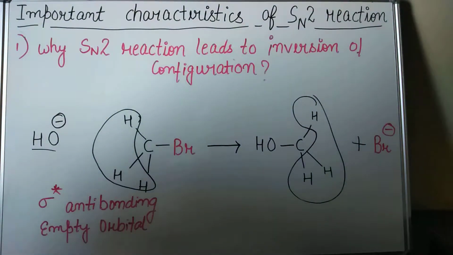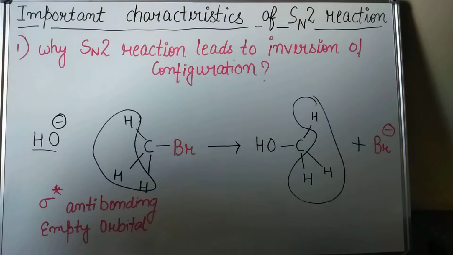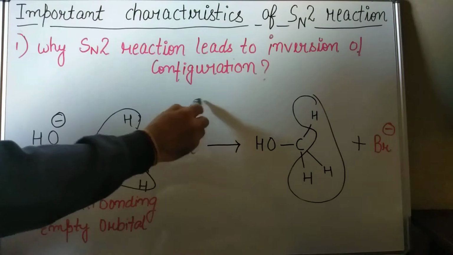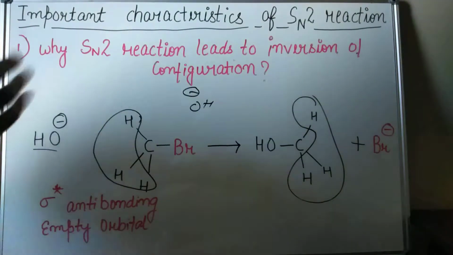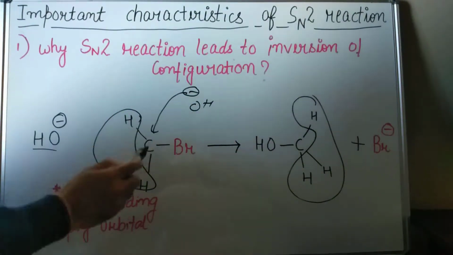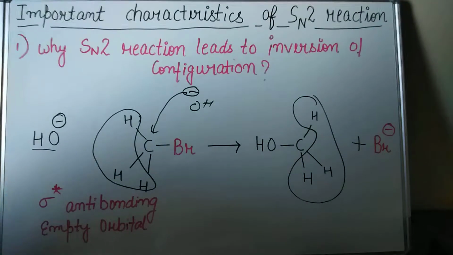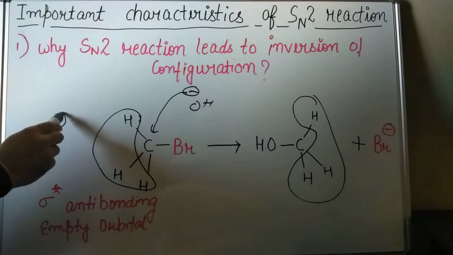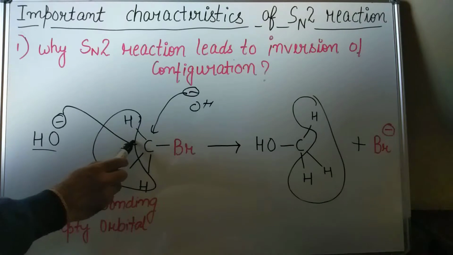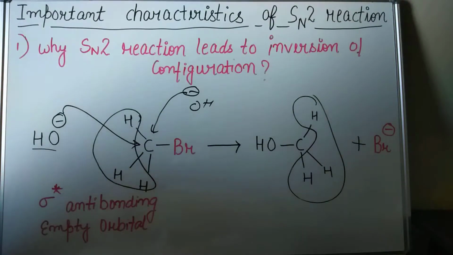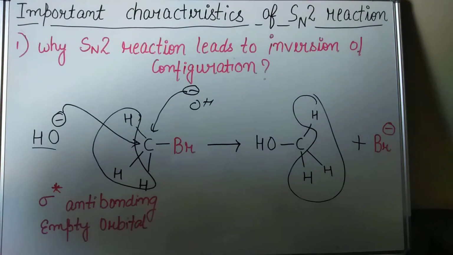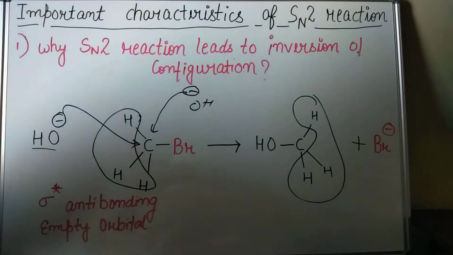So the first explanation for inversion of configuration is that the hydroxide ion will never attack from the direction where the C-Br bond is situated. It will always attack from the opposite side of the C-Br bond. Always from the opposite side of the C-Br bond.